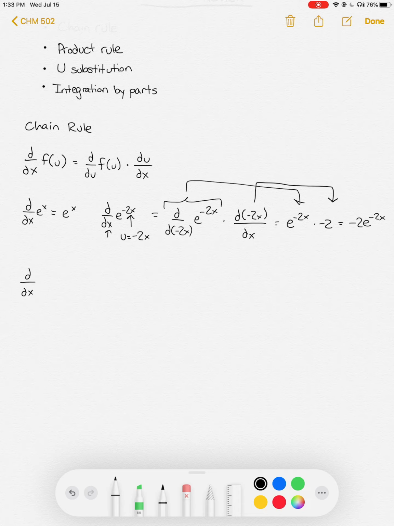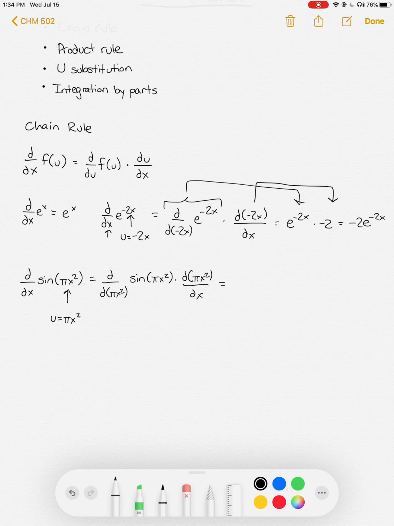We'll take the derivative with respect to x of sine of pi x squared. If we were just taking the derivative of sine of x, we know from the last review that that's just cosine of x. But here, we're not taking the derivative of sine of x, right? We have another function inside of our sine function. So we can use the same principles of the chain rule that we've seen before. Here, our u is going to be equal to pi x squared. So we take the derivative with respect to pi x squared of sine of pi x squared. And then we multiply that by the derivative of u, which is pi x squared, with respect to x.